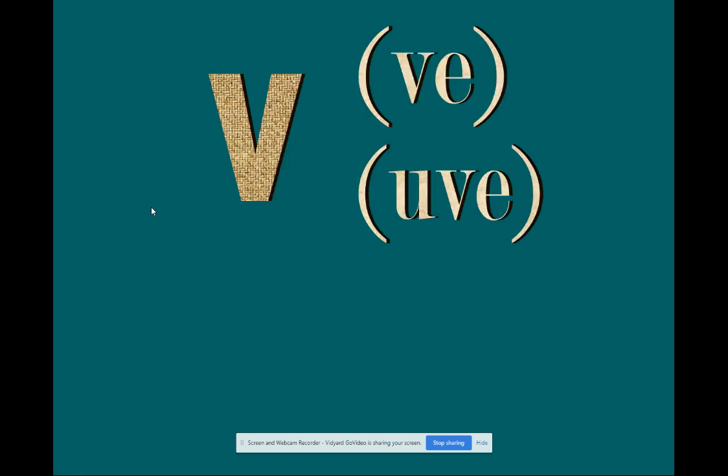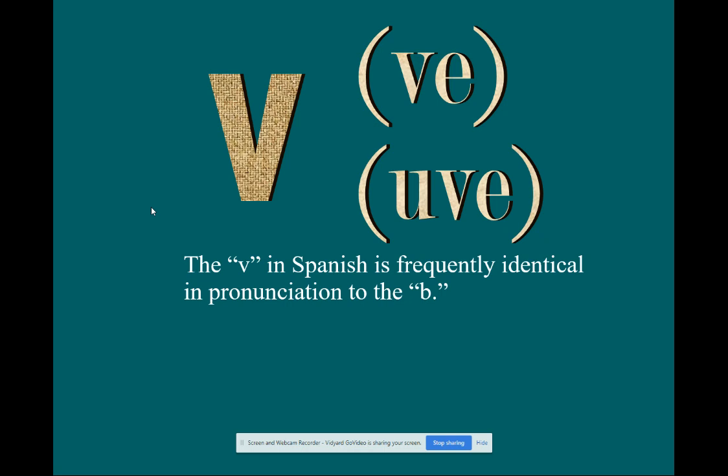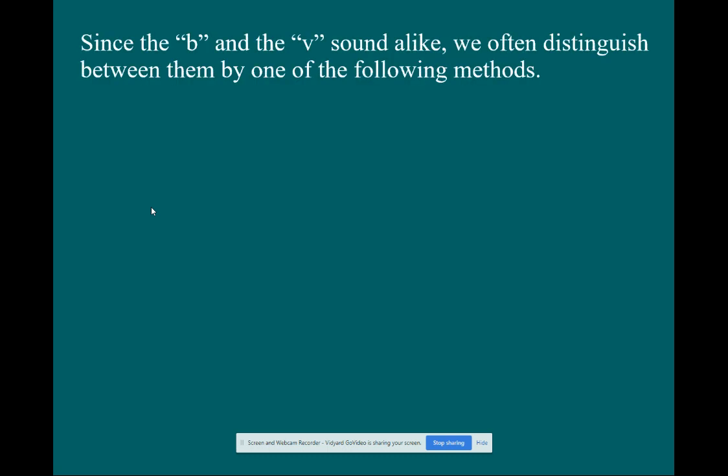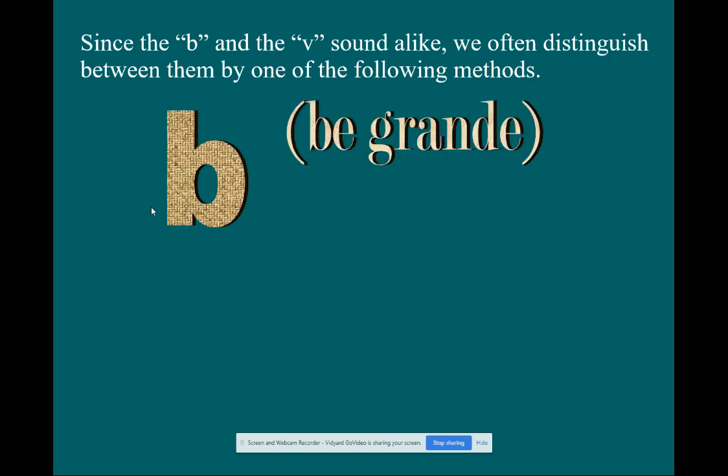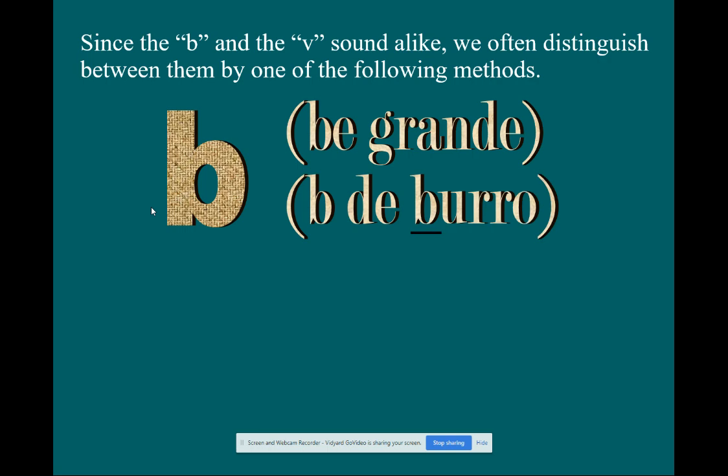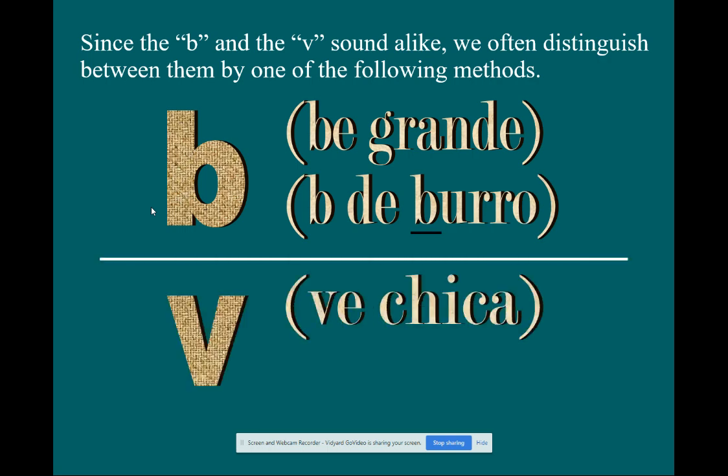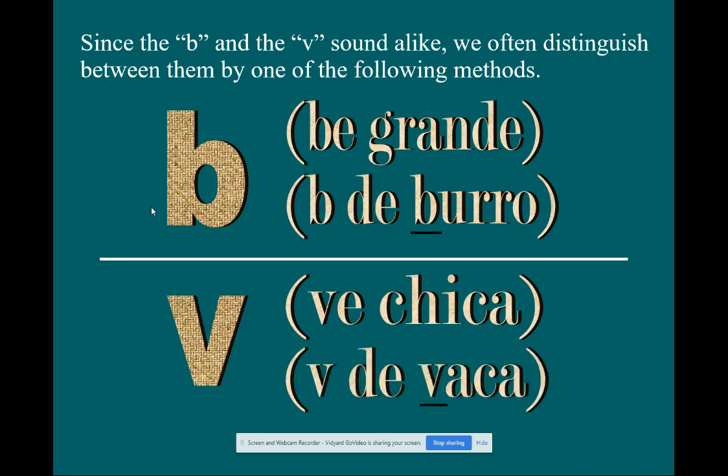La V, or ve. The V in Spanish is frequently identical to the pronunciation of the B. Voy contigo, envidia, Eva, lavar. Since the B and V sound alike, we often distinguish between them by one of the following methods. A B, in Spanish we call it la B grande, or B de burro. A V, in Spanish we say V chica or V de vaca.